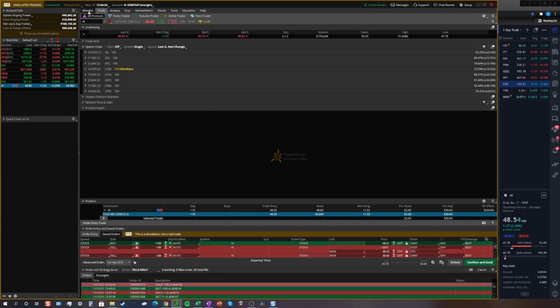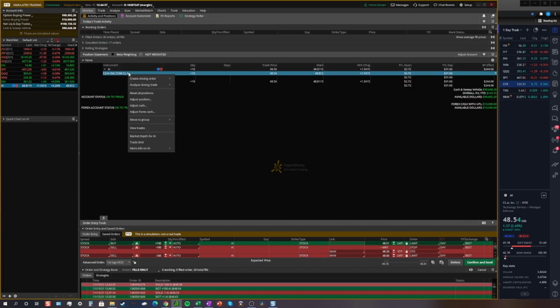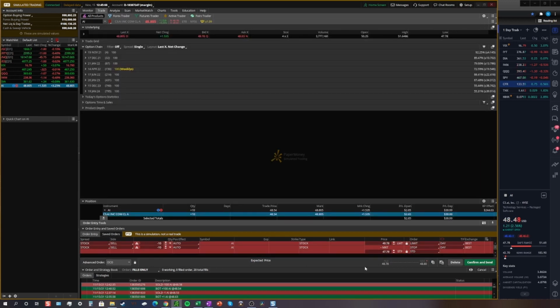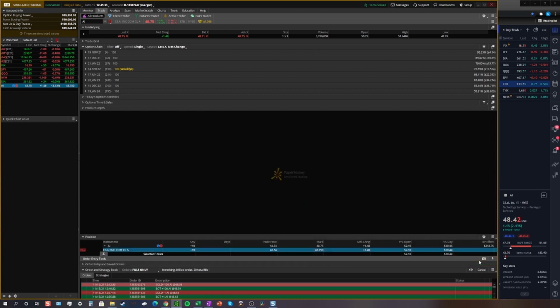Now, if you already have a position open but you don't have a stop loss on it, you can just right click on it and create a closing order with OCO bracket. Boom, that's exactly what you'd want to do. And then here's your limit, so this would be your take profit. Let's say we would set it at 48.50, and then we'd have our trigger at 48.35, 38. Confirm, send, boom.